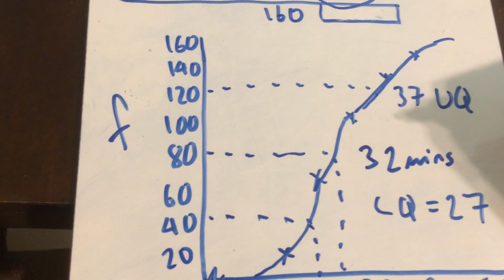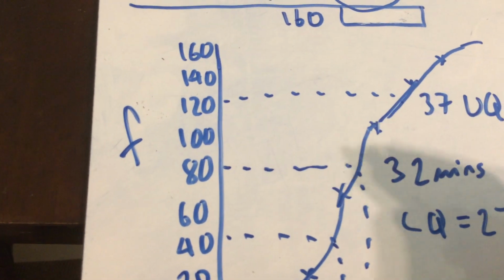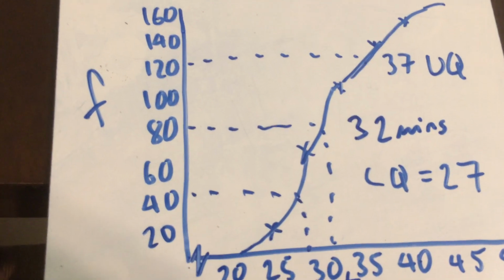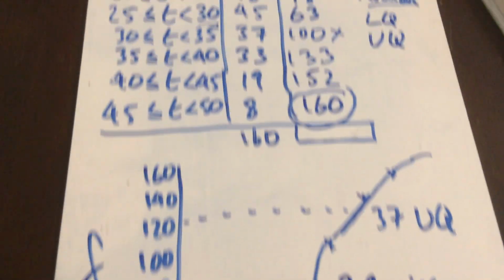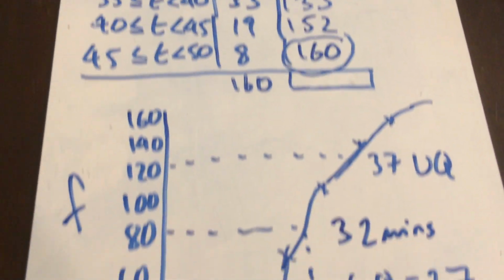You could then answer questions such as how many finished after a certain time, how many finished before a certain time. Okay, so that's just a quick demonstration of completing a cumulative frequency table and plotting the curve.